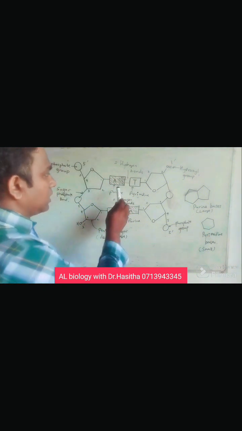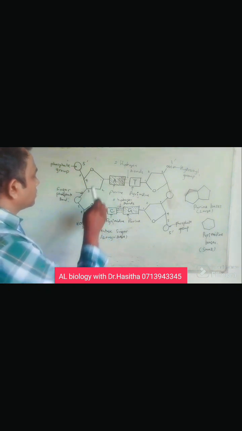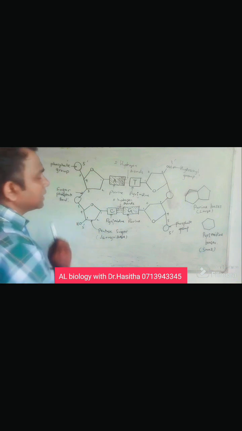Once it comes to a nucleotide, you can identify a nitrogenous base, a pentose sugar group, as well as the phosphate group here. Okay, so then these nucleotides are joined with each other by sugar phosphate bonds.